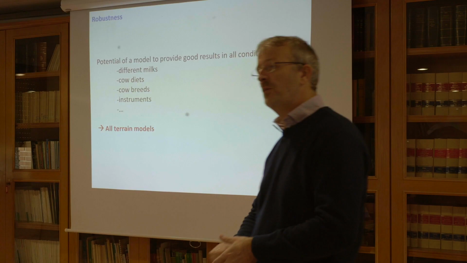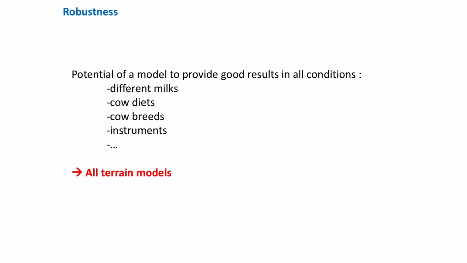The first one is about the robustness. What is the robustness? In reality, it's the potential of your models to provide good results in all conditions. What does it mean, all conditions? On all the milk that you will measure, your models need to work. That's normal. Also, your models need to work with all the diets of the cows, all the feed used in general. If it works well with every feed, it means that your model is robust.